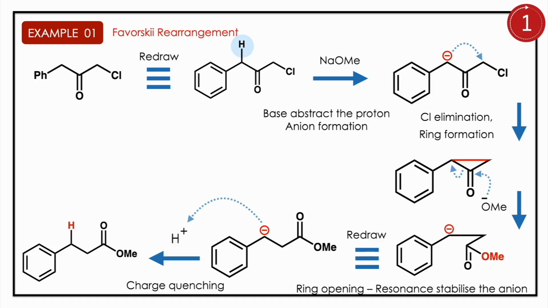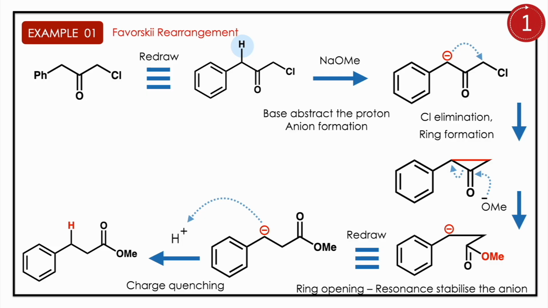So if you redraw it, you have alpha hydrogen removal, forming the nucleophile. You have a nucleophile in the system. Chlorine is a good leaving group, so the nucleophile attacks. You have a new C-C bond and cyclopropanone ring formation. Then methoxide attacks and you have to open the ring. Which side will the ring open? The anion-stabilizing side. Here benzene can stabilize the anion by resonance. So the ring opens and you have the anion. Then the anion is quenched by hydrogen. You end up with the final product.